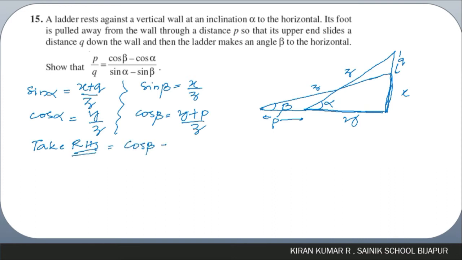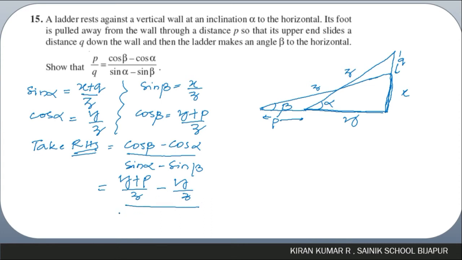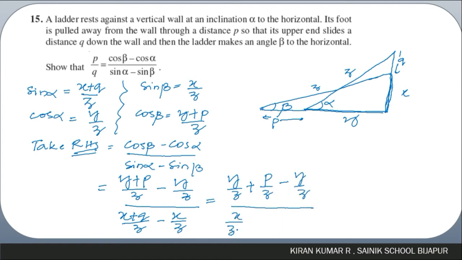RHS is cos beta minus cos alpha divided by sin alpha minus sin beta. In these, I'm going to substitute the values. In the place of cos beta, we have y plus p upon z minus, in the place of cos alpha, we have y by z, divided by, in the place of sin alpha, we have x plus q by z minus x by z. We can separate this and write it as p by z plus y by z minus y by z divided by x by z plus q by z minus x by z. X by z, y by z, they get cancelled. We'll be getting p by q, because z will also get cancelled. This is nothing but the left hand side. Hence we have proved LHS equal to RHS.